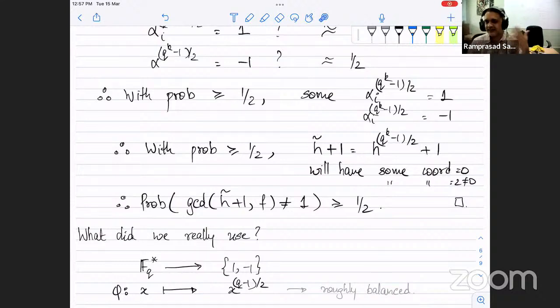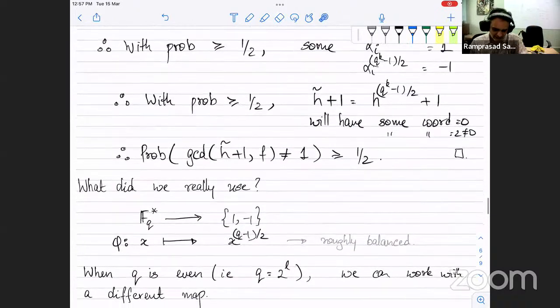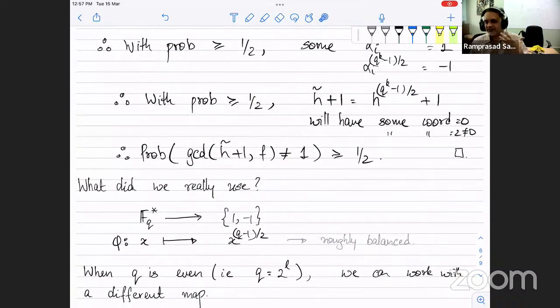It's just some such map that does this. Now the point is, if q is even, you can work with a slightly different map. I mean, x power (q minus 1) by 2 doesn't make sense, because if q is even, then what is this even? I don't know what that is. So you need to come up with a different map.